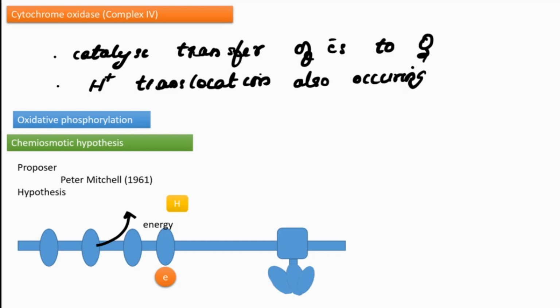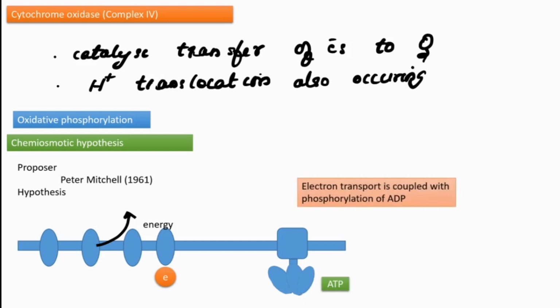Then we are going to see that protons move through the ATP synthase, and the ATP is released, liberated from the ATP synthase. In a single sentence, we can express the chemiosmotic hypothesis as a coupling of electron transport with the phosphorylation of ADP.